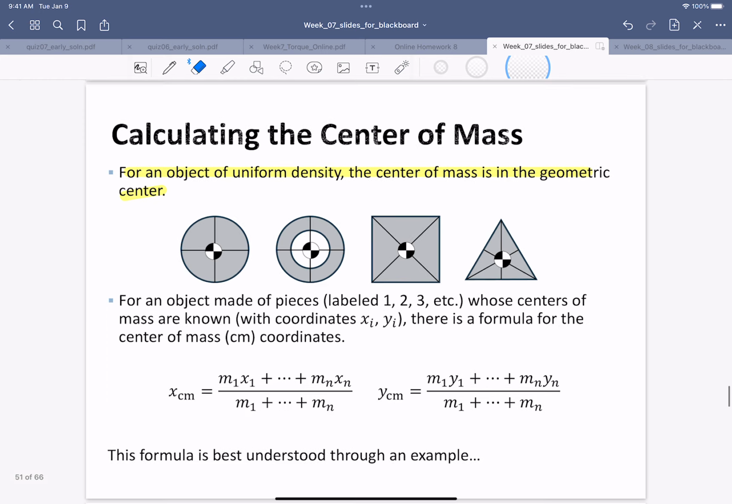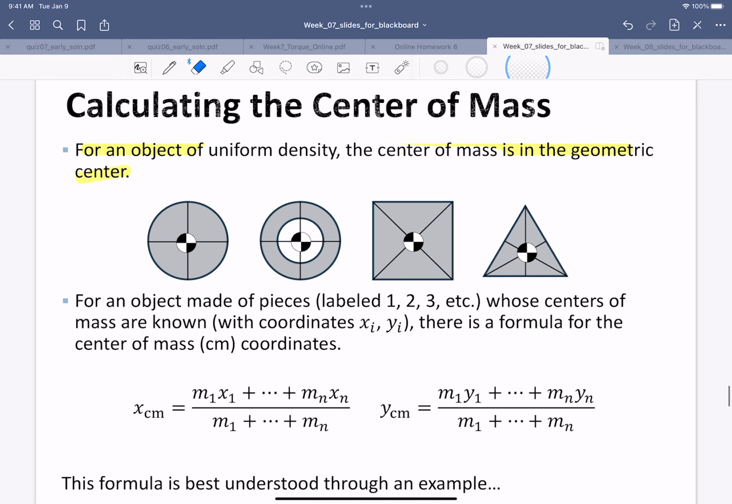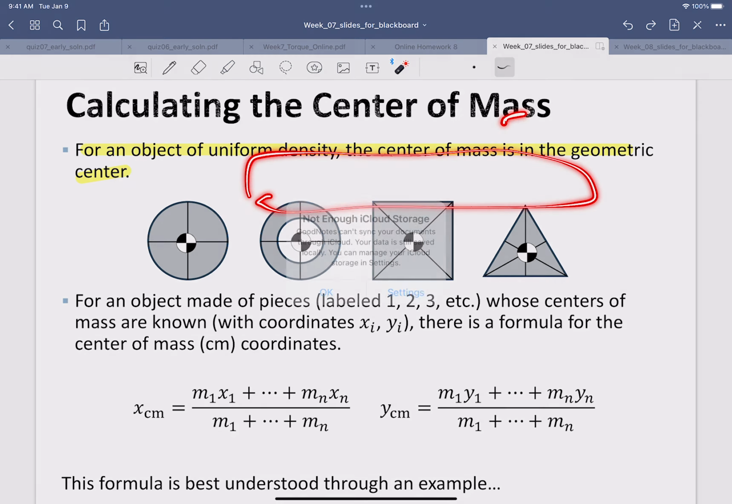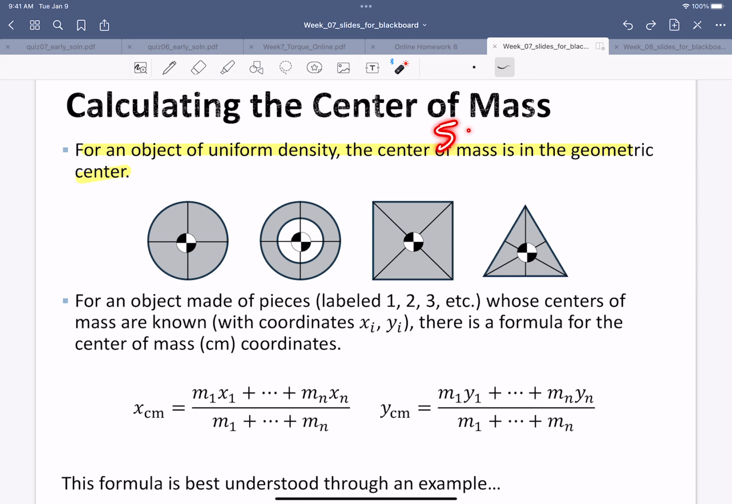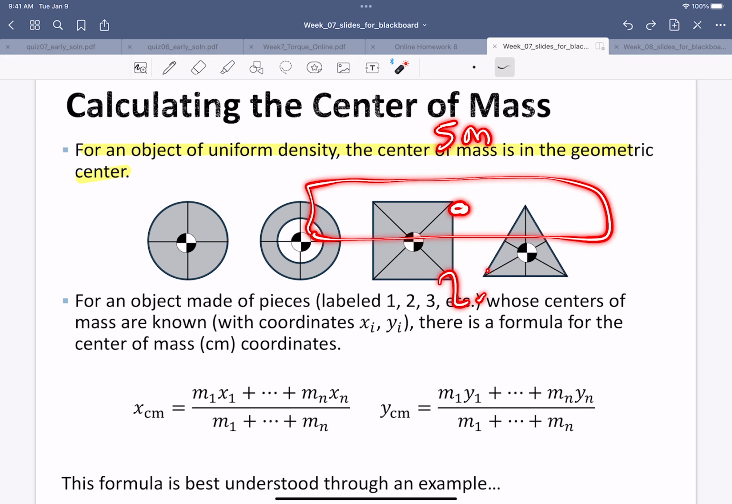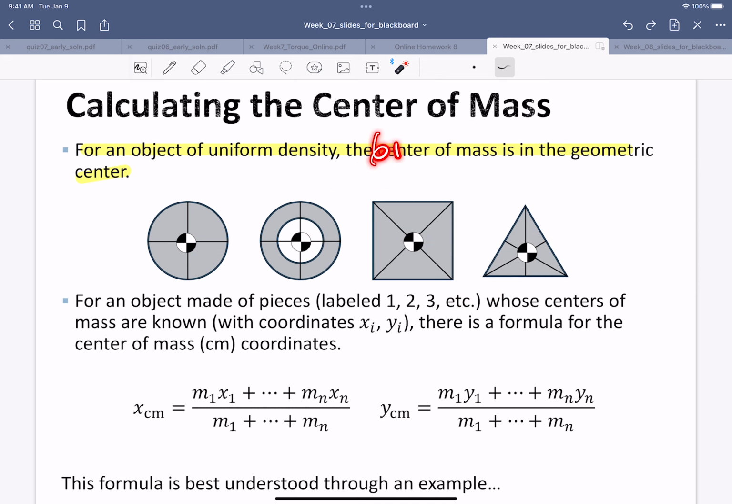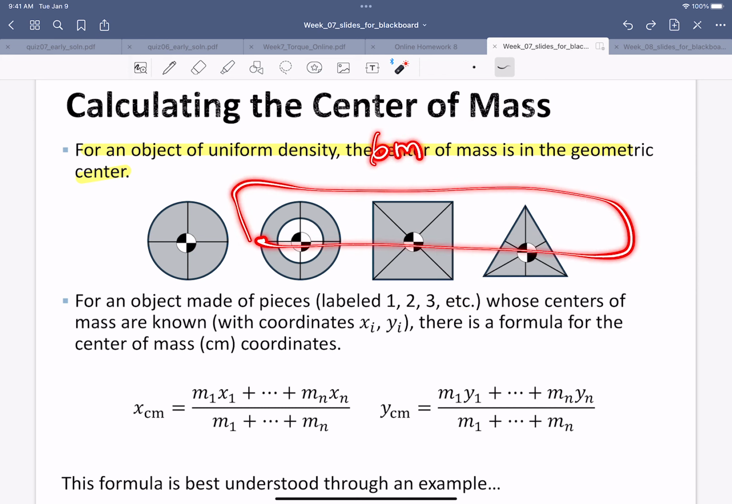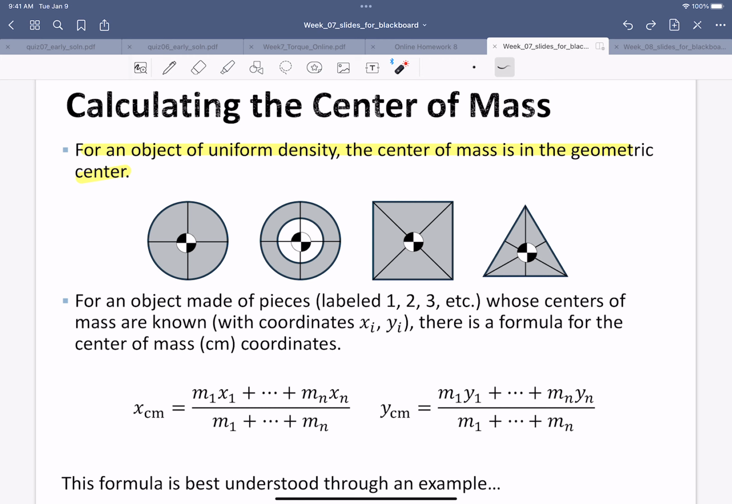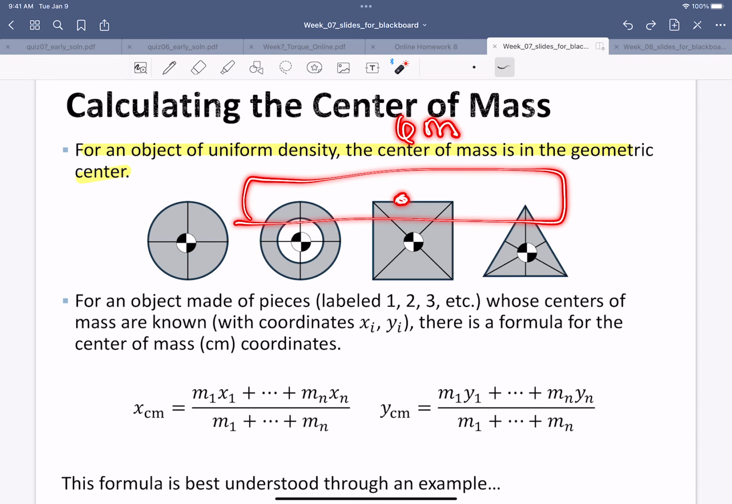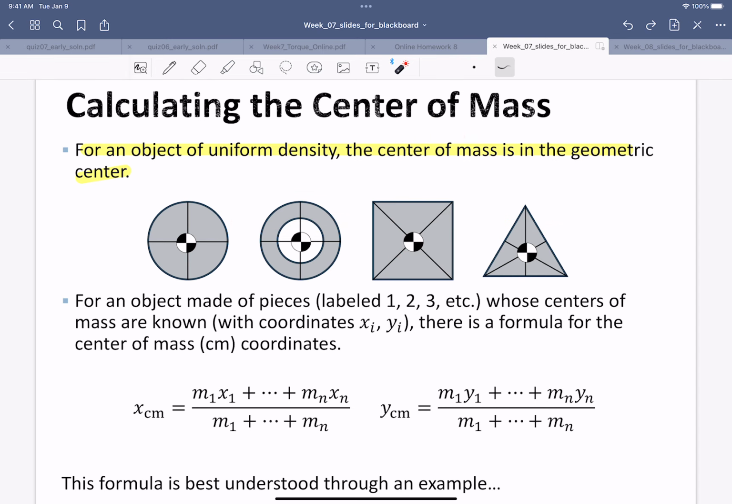For a uniform object though, center of mass is just the geometric center. So if they said a uniform beam that's 5 meters in length, then you know the center of mass or center of gravity is going to be at 2.5 meters. If it's a 6-meter uniform beam, uniform just means the same density all throughout, then the center of mass or center of gravity is at 3 meters.